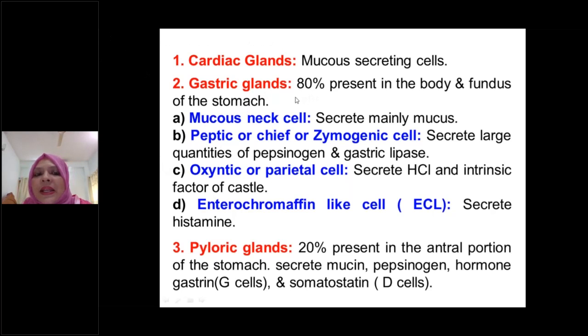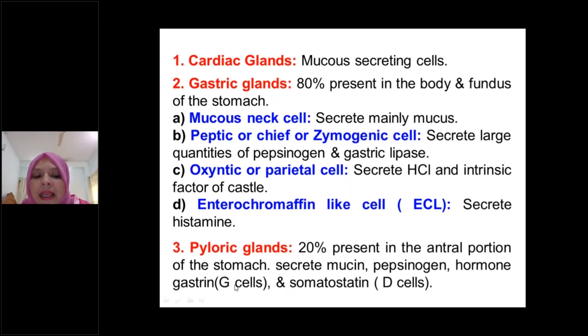So see, in the gastric gland there are 4 types of cells: mucus neck cell, peptic or chief cell or zymogenic cell, oxyntic or parietal cell, enterochromaffin like cell, ECL. It secretes histamine. Please, I have done many correction here, so please write down this thing. Pyloric glands, 20% present in the antral portion of the stomach. So see, in the antral portion of the stomach, 20% is pyloric gland. It secretes mucin. Also small amount of pepsinogen comes from this antral portion of the pyloric gland.